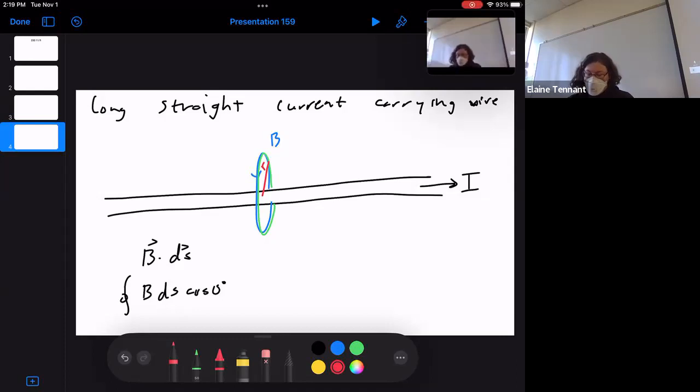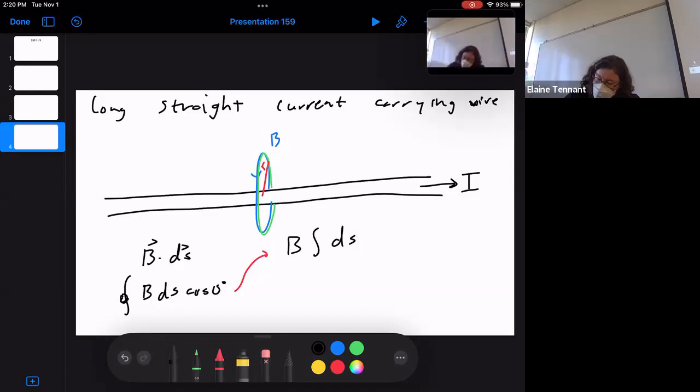Given that our loop is all one constant distance from the wire, would you expect this magnetic field to be constant or variable? So the strength of the magnetic field as you go around that loop, would you expect it to change or stay the same? Stay the same. So we can just pull this outside of our integral. We're dropping the cosine of 0 because the cosine of 0 is just 1, right?